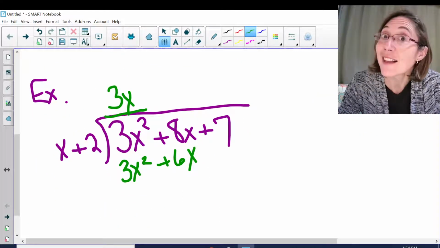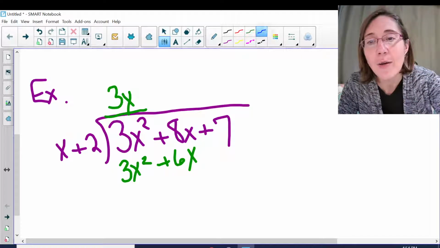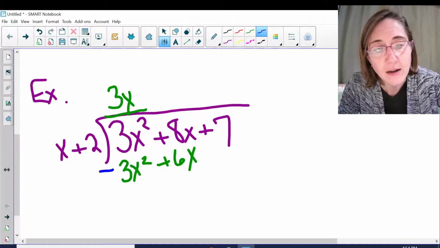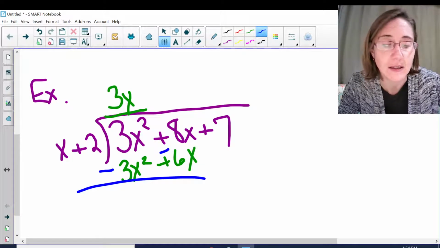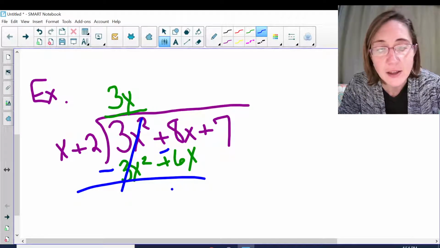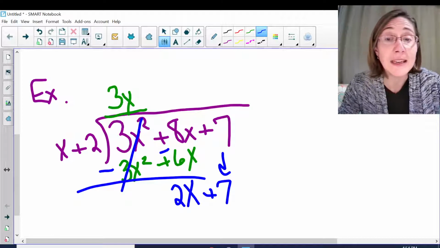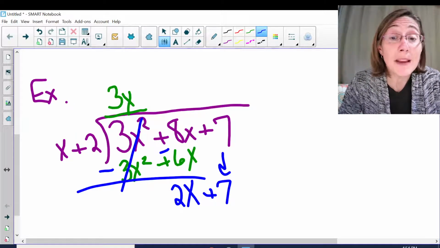So I need to subtract these. Well, subtraction is the same as adding the opposite. So I'm going to change the signs here. I have to subtract both of those things. So the 3x squareds go away. They're gone. I have an 8x plus a negative 6x, so that would be 2x. And now I'm going to bring down that plus 7. So that's coming down. So now I'm going to repeat the process.